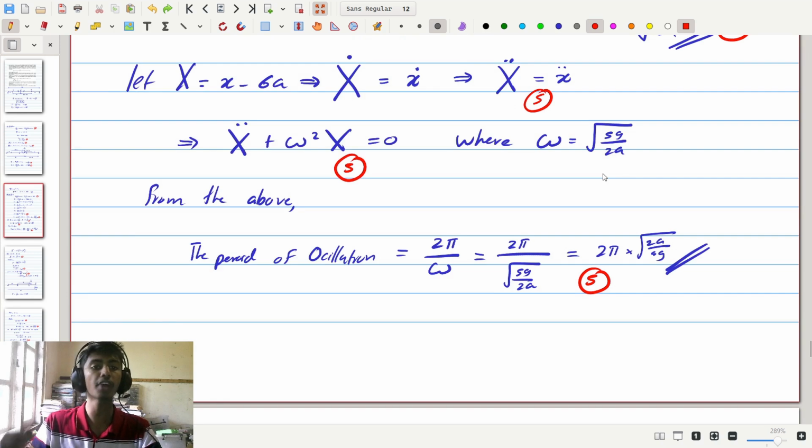Now after this, they asked you to do a substitution of capital X equals simple x minus 6a. When you do that, you take the derivative twice and you say that capital X double dot equals simple x double dot, you get 5 marks. When you substitute those things into this formula right here, you get 5 marks.